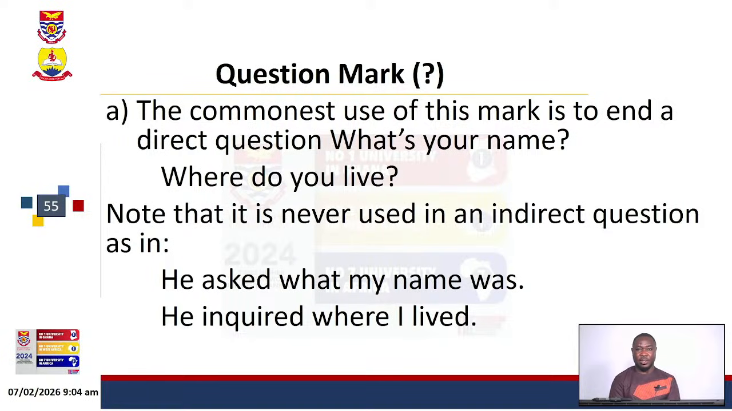Now, let's look at the question mark. That is the commonest use. The commonest use of this mark is to end a direct question. Okay? Very common. It's a terminal marker. It ends a direct question.